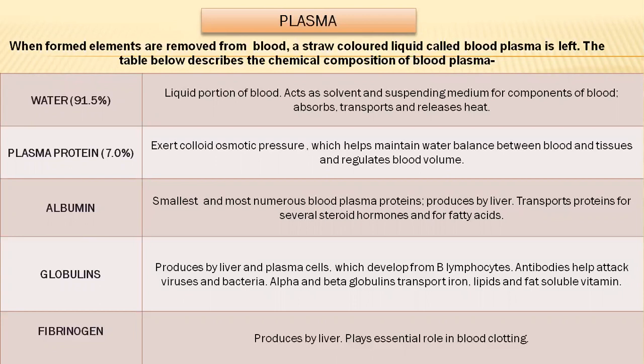Then different parts of plasma proteins, or different types of plasma proteins, like we have already mentioned them. The first one is albumin. Albumin is the smallest plasma protein and is the most numerous blood plasma protein. It's produced by the liver, and its major function is involved in transportation, transportation of several hormones like steroid hormones and also fatty acids.